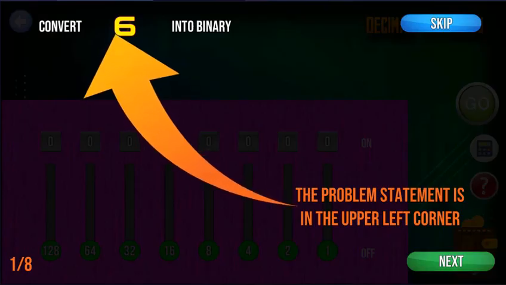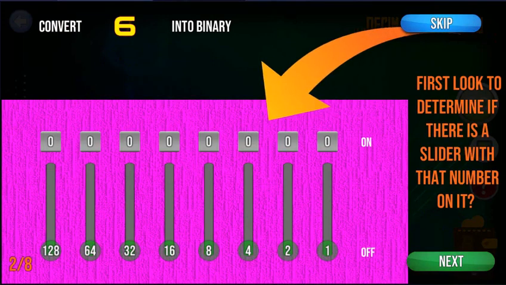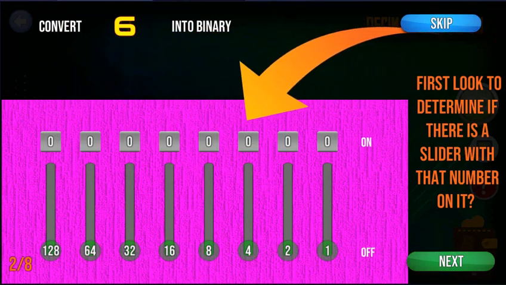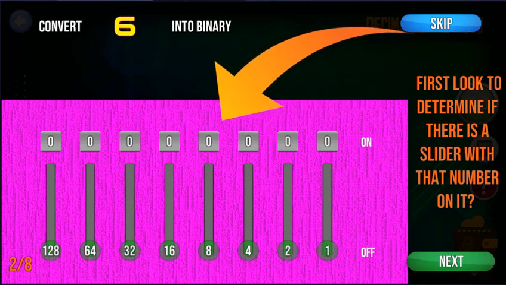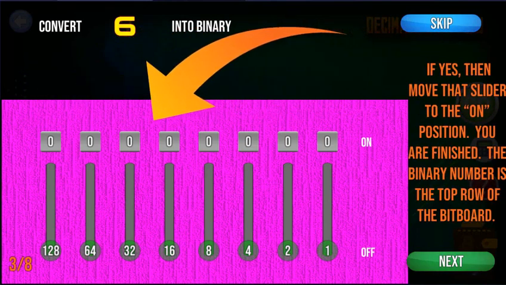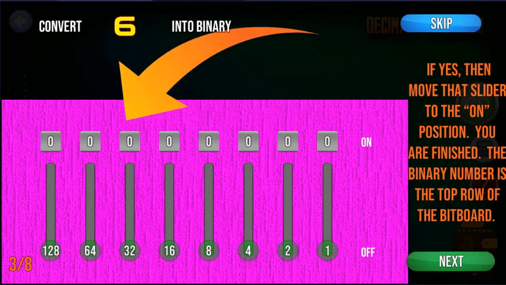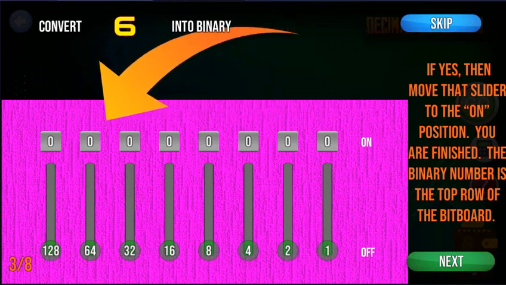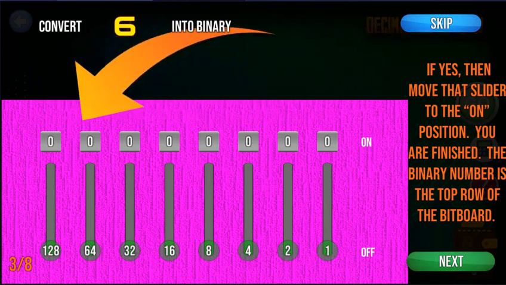The problem statement is in the upper left corner. First, look to determine if there is a slider with that number on it. If yes, then move that slider to the on position. You are finished. The binary number is the top row of the bit board.